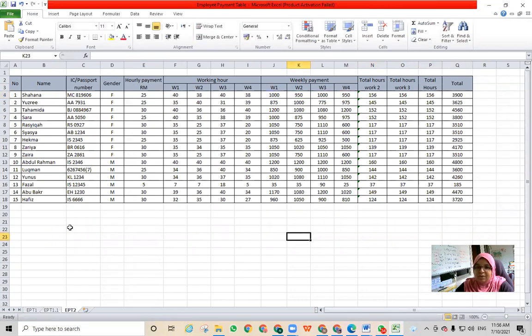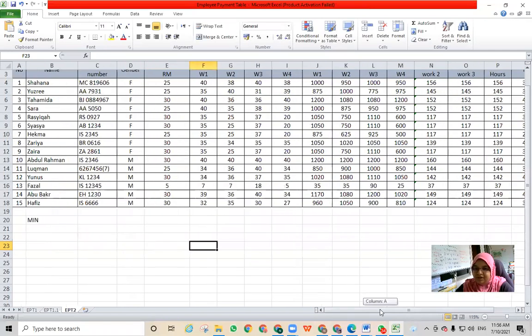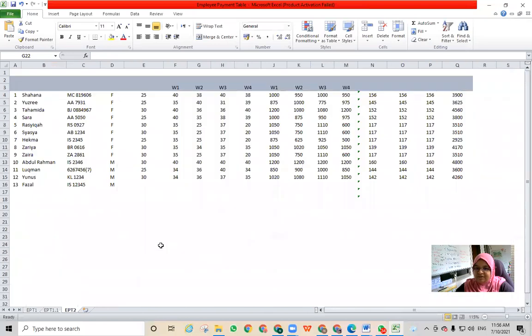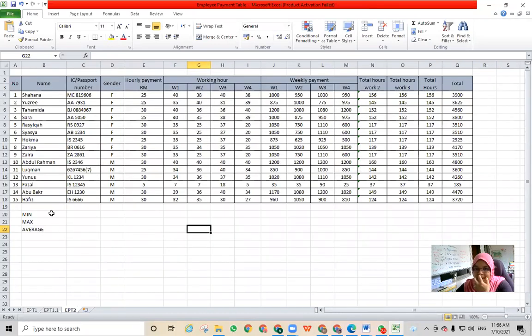So today I want to introduce this to you: min, max, and average. We can also have median and mode. Can someone tell me what min, max and average are?